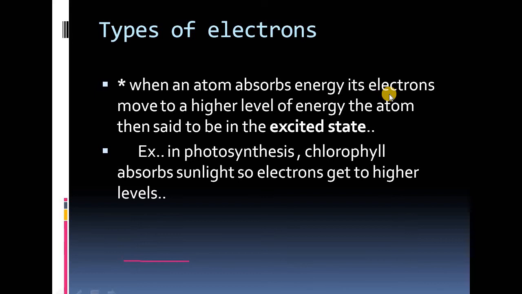Now when an atom absorbs energy, its electron moves to a higher level of energy. This is called the excited state. If you remember, when we talked about photosynthesis, we said that there are electrons that are lost when sunlight hits the chlorophyll. These electrons are in excited states. They are full of energy, and they are ready to make bonds or to make any activity.